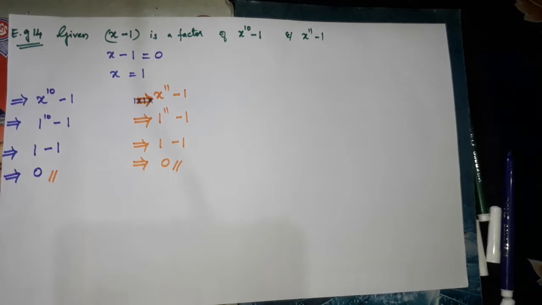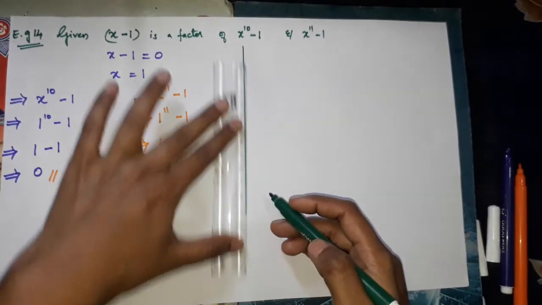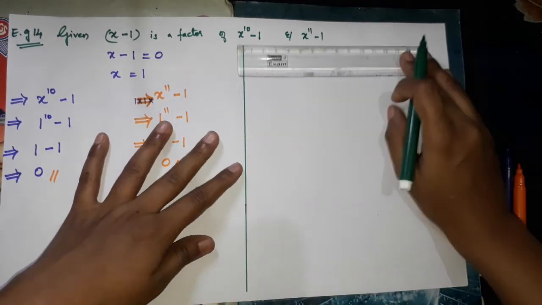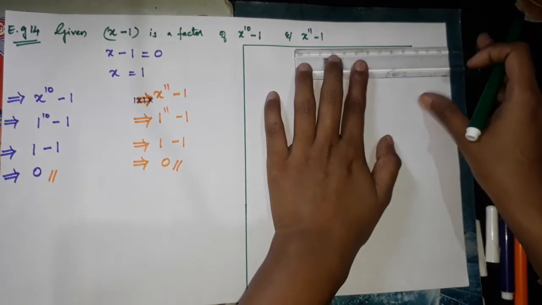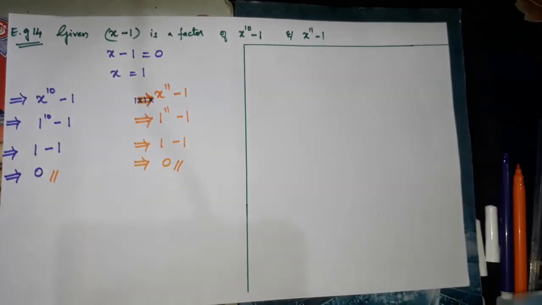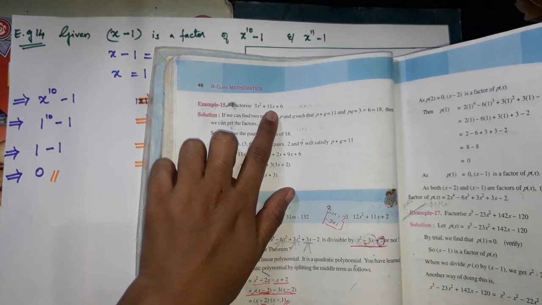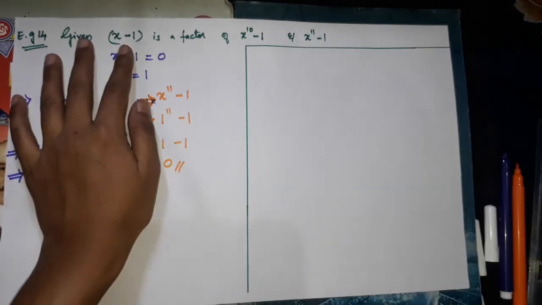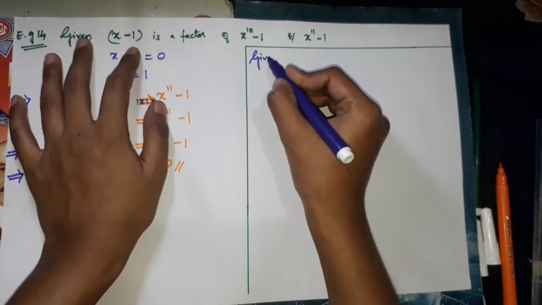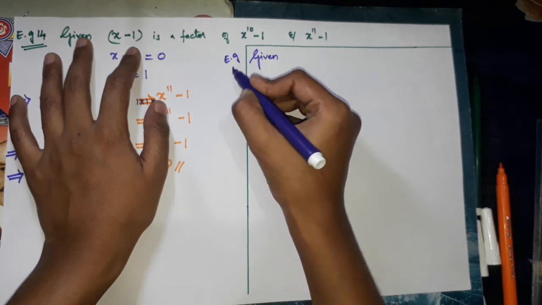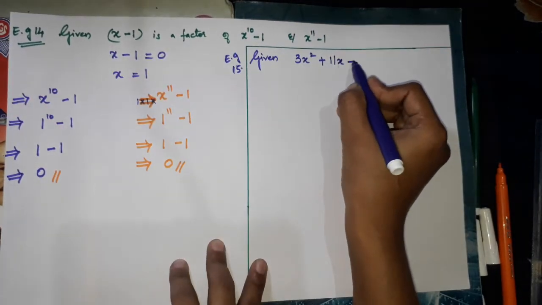Now example 15. What is our example 15? It is factorization, children. Okay. We have already learnt factorization in our 8th class. Okay. Again I am going to explain you. Now see here, what is the question? Example 15, factorize 3x square plus 11x plus 6. Okay. So first I will write the given. Example 15. 3x square plus 11x plus 6.